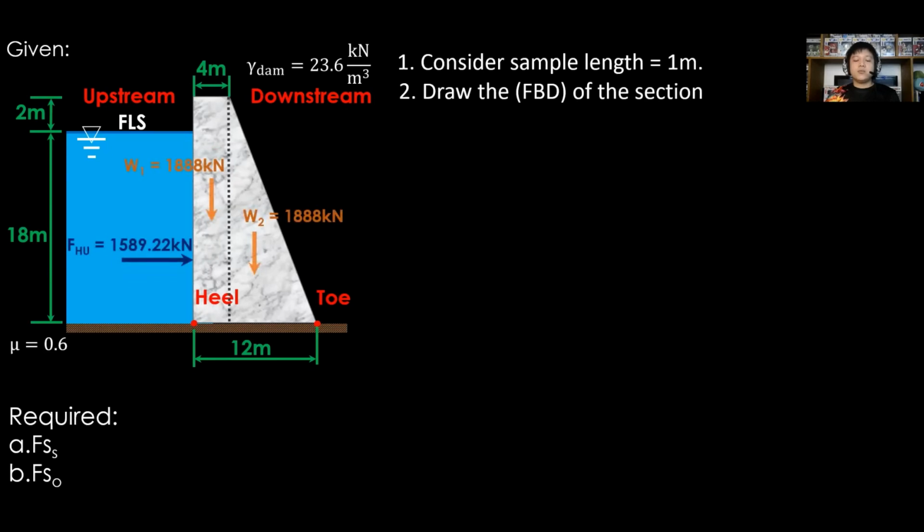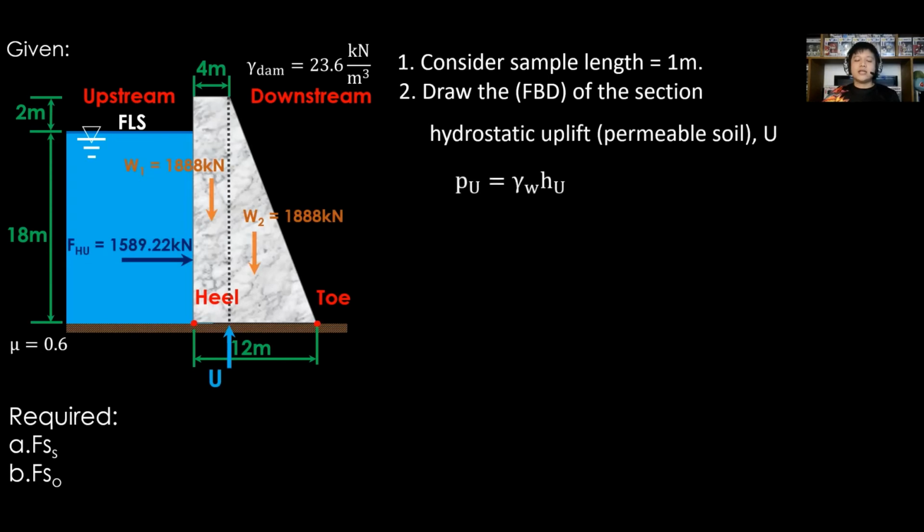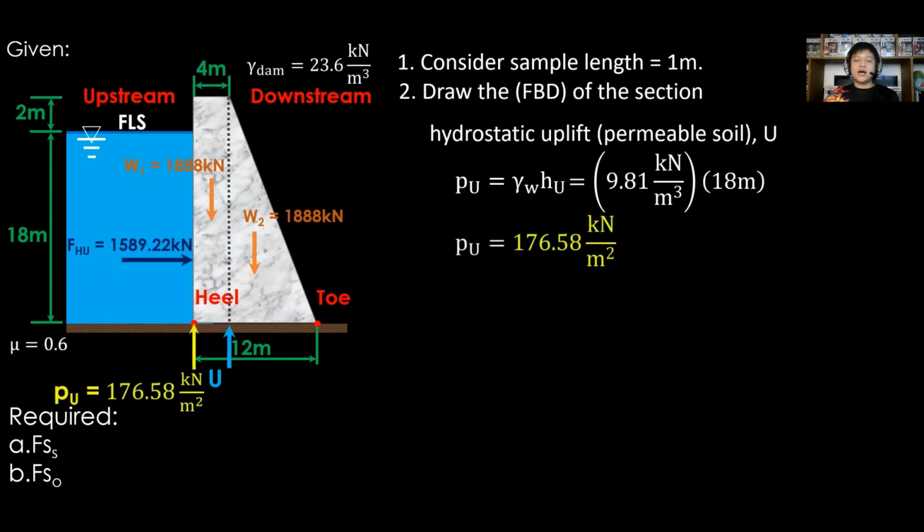But in addition, we will add the impact of hydrostatic uplift. First, we need to estimate the pressure at the base. First, the pressure at the heel or at the upstream face, P sub U, is equal to gamma of water times H sub U, or the height at the upstream face. Substitute gamma of water as 9.81 kilonewtons per cubic meter and H sub U as 18 meters. Therefore, the pressure at the upstream side is equal to 176.58 kilonewtons per square meter.